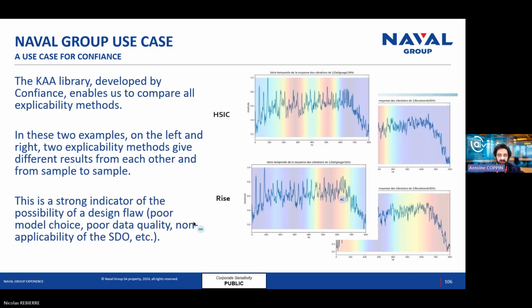Okay, another use case that you have to deal with, thanks to the AI Act, is how to explain how my method works. With the KI library that was developed within Confiance, the KI library enables us to compare all explicability methods. For instance, on the right-hand side, you have time series, and with KI, you are able to compare the explanations of different explanatory methods in order to do an audit of your method. If two methods contradict, that means that you may have a problem with your model.